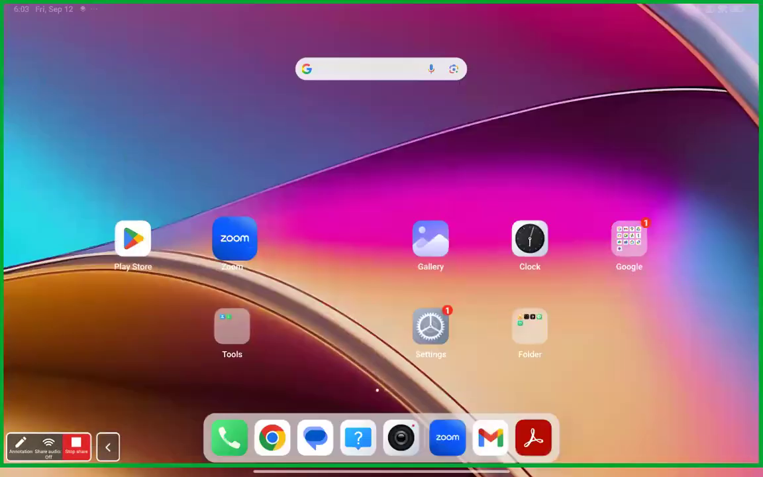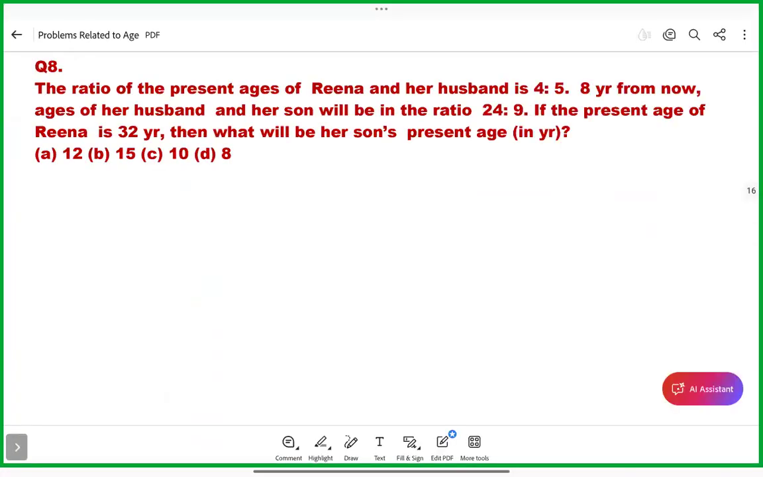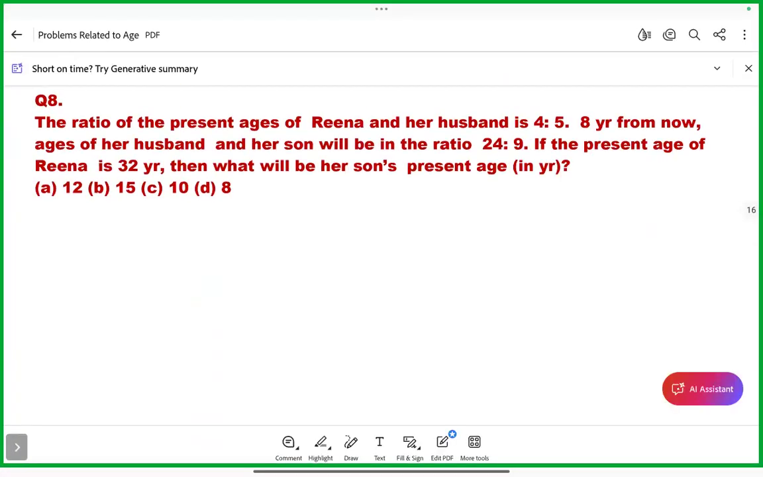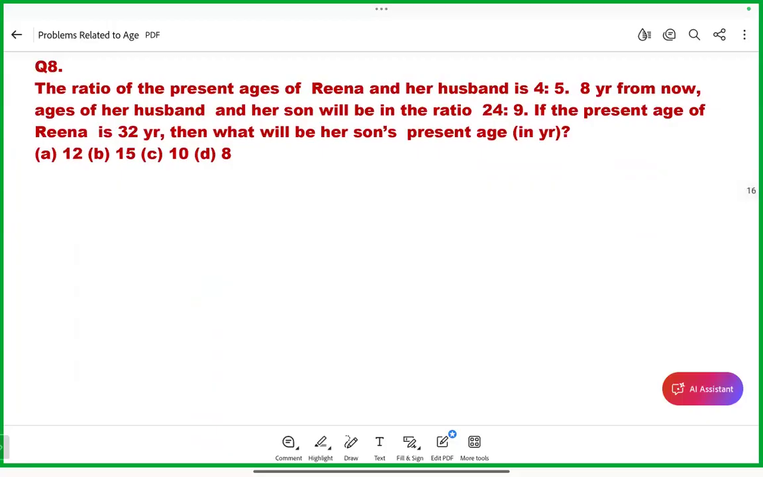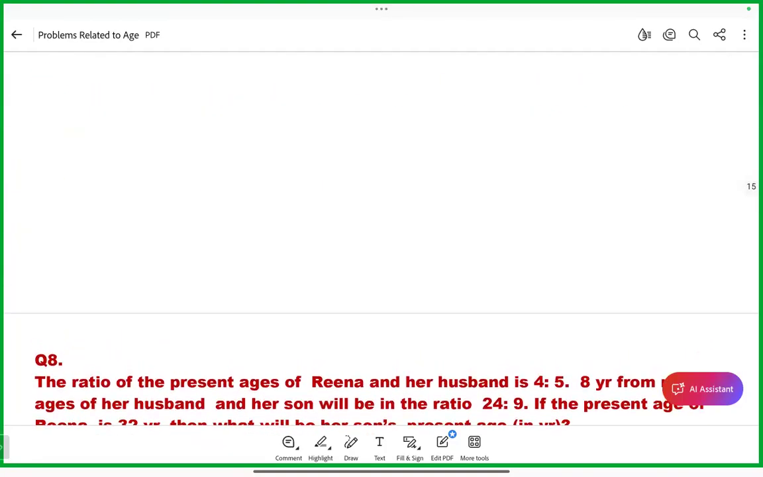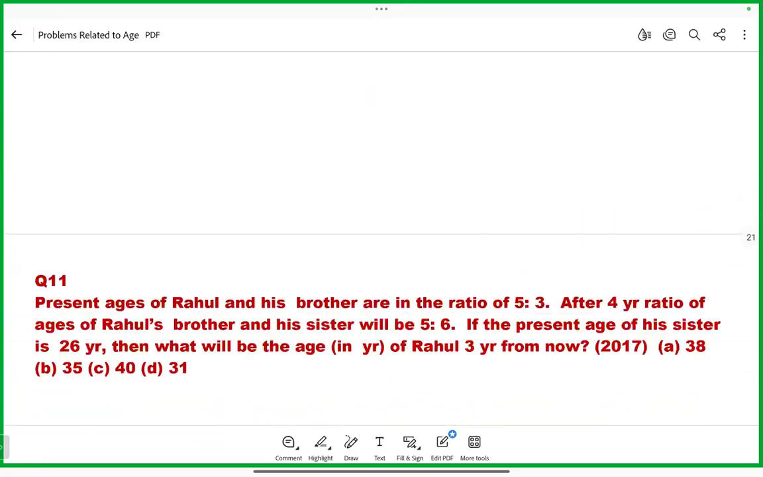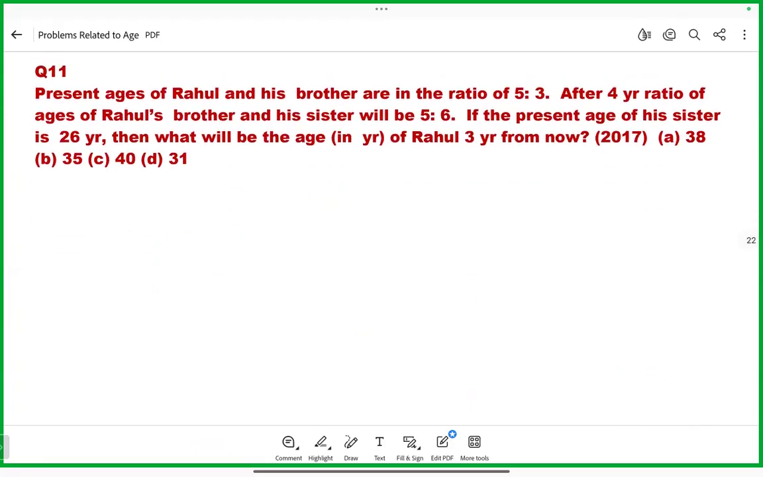We will continue our problems related to age. So last night, most of us, I believe, got a hang of the questions. Now, this evening, let's continue the other type, which is called the ratio. We will use the same technique we used last night.